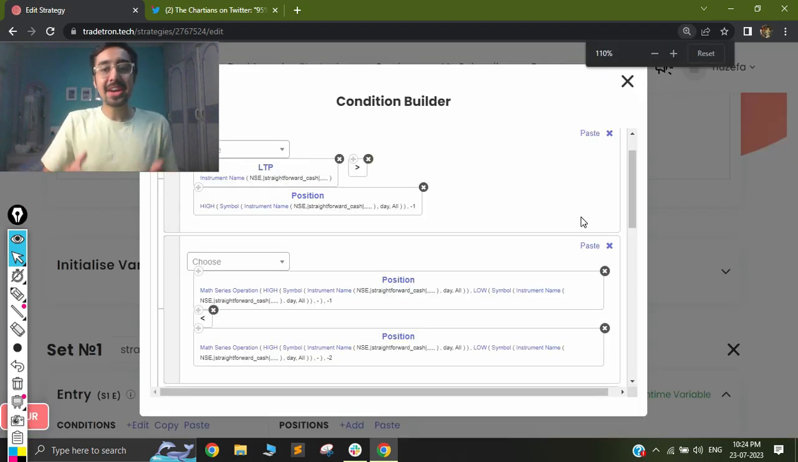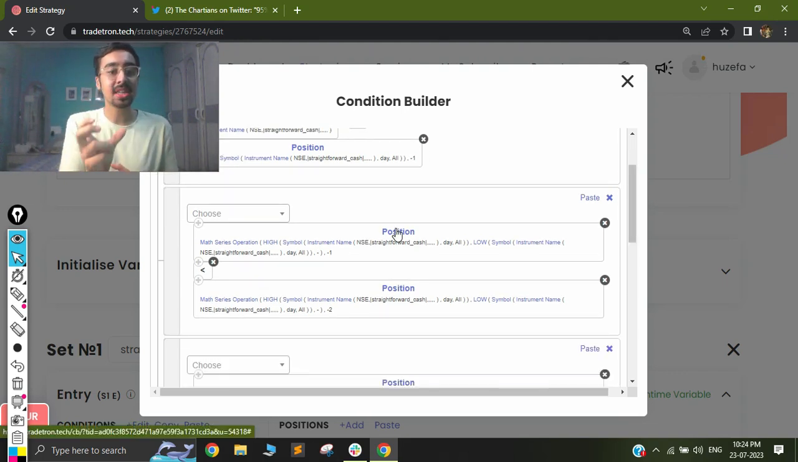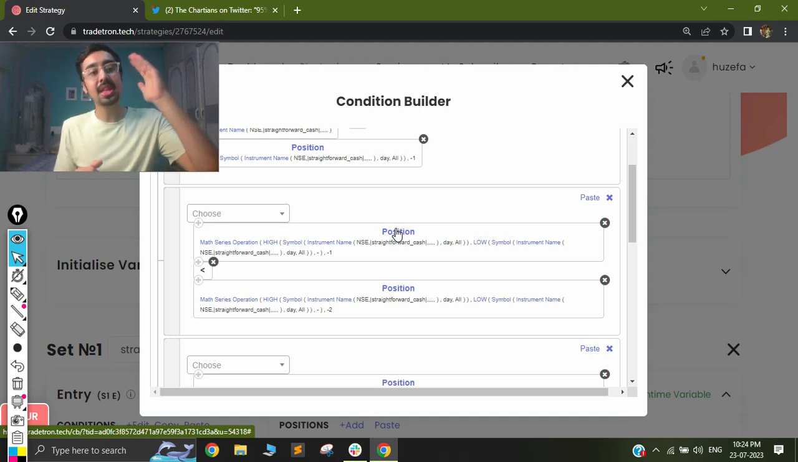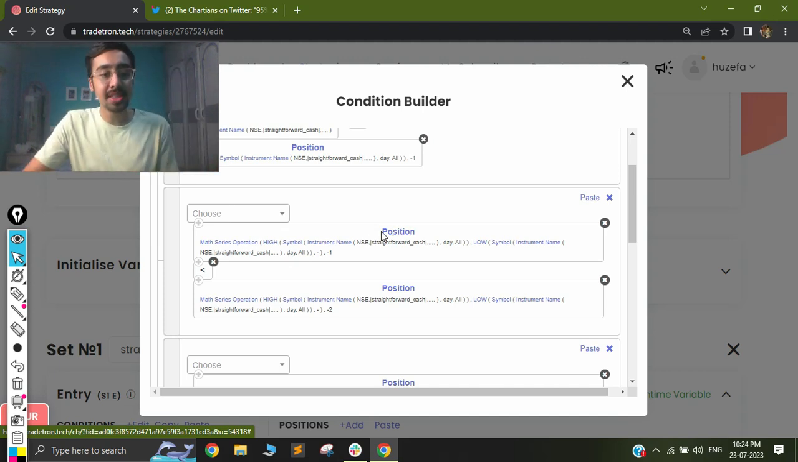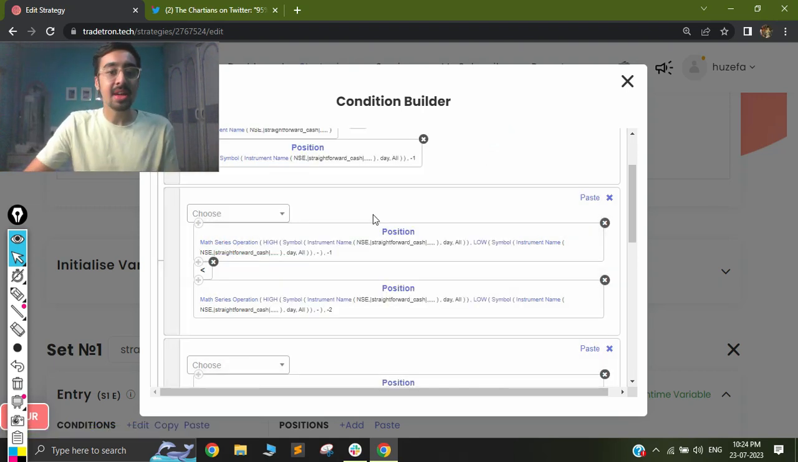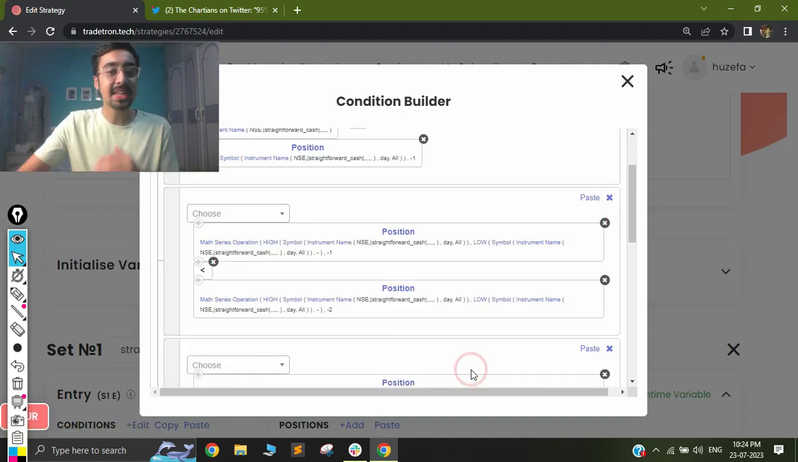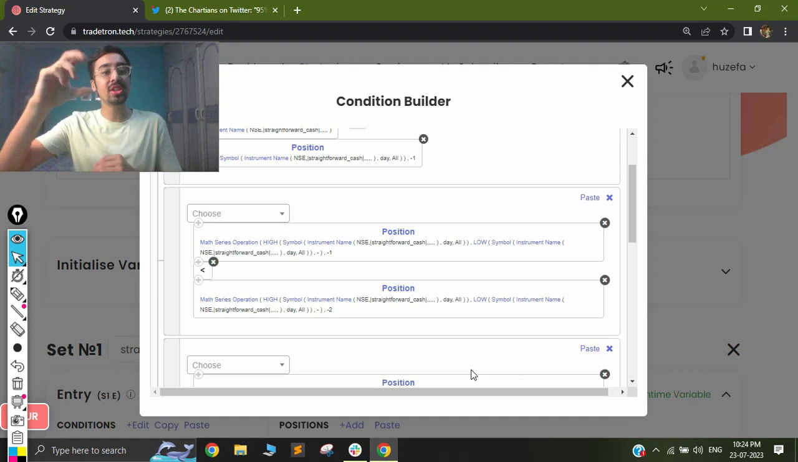In my entry conditions, you'll be able to see that I have one block here, which is basically checking for the position of -1 candle, and it's checking for the match series operation of the difference between the high and the low. So this keyword is basically allowing me to fetch the difference between the high and low. Once I have done that, I am using it on the position -1 candle. So this is giving me the high and low difference of the previous day.